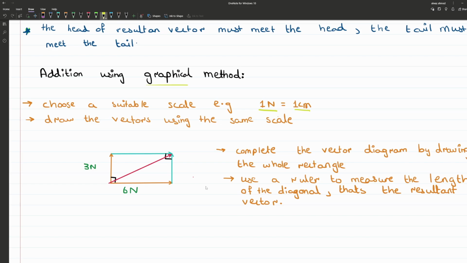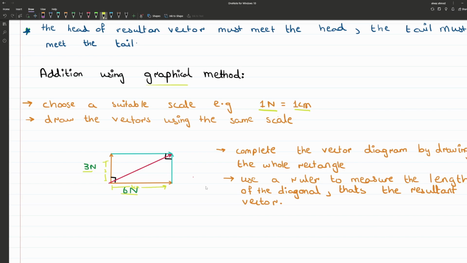So for example, in the question, if they've given you two vectors, one of 3 Newton and one of 6 Newton, and you've got the scale 1 Newton is equal to 1 centimeter, you're going to represent 1 Newton of force with 1 centimeter. So you're going to make a vector of 3 centimeters here, and then this vector is going to be of 6 centimeters.